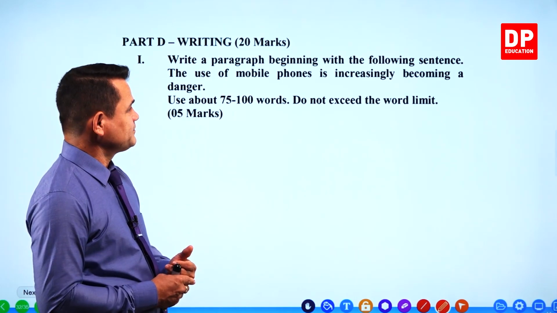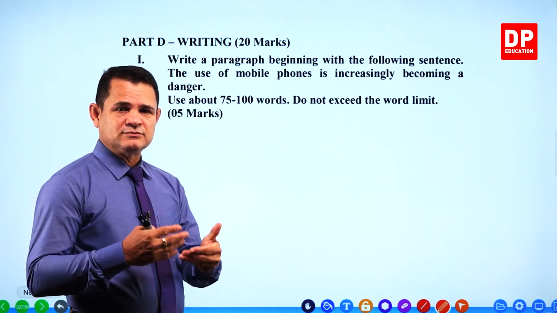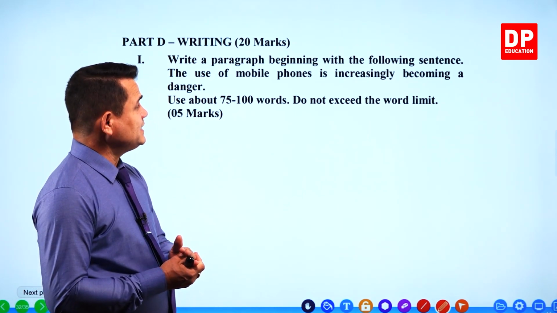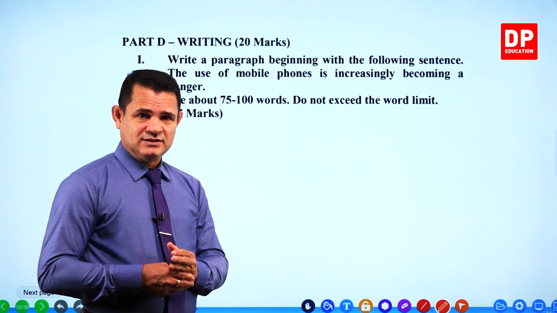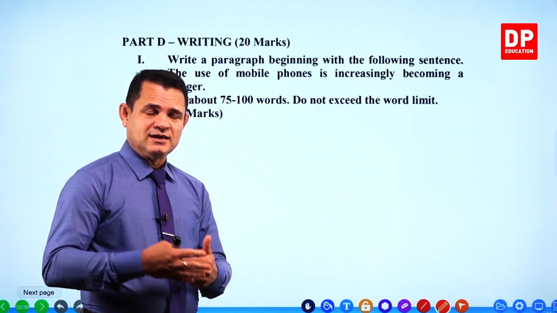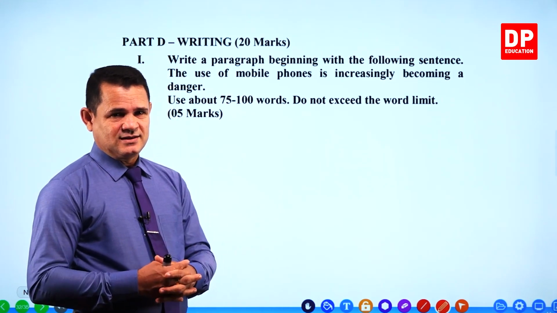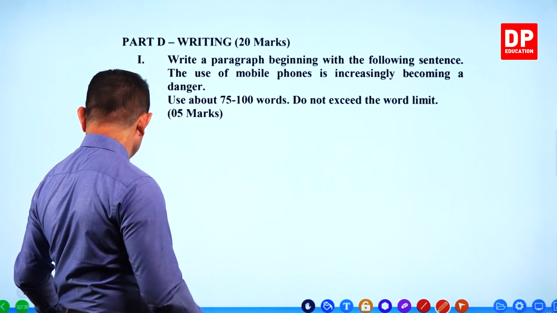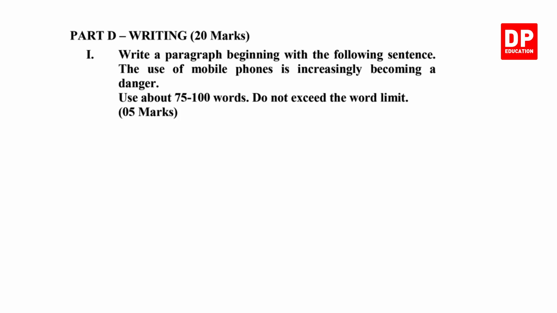Not more than that. The sentence given is this: the use of mobile phones භාවිතය is increasingly becoming a danger. Danger අවදානම, right? ඒකින් වෙන අවදානම භයානක බව වැඩි. Right. So now you have to start with that sentence and write a paragraph. So then you may write the same sentence as the first sentence of your paragraph. ඡේදයේ පළවෙනි වාක්‍ය මේකමයි.